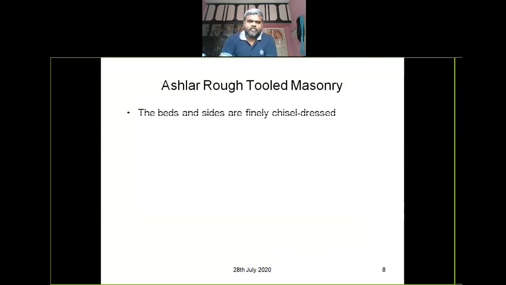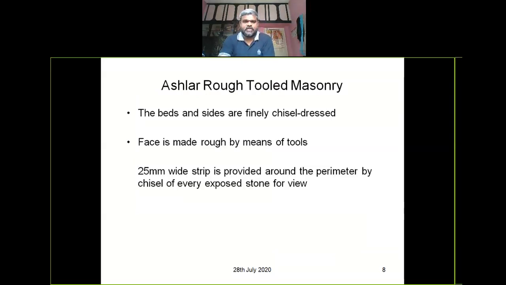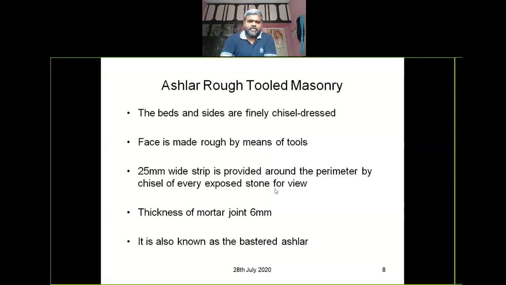Right. The rough tooled masonry means the beds and the sides are finely chiseled. The face is made rough by means of tools. A 25 mm wide strip is provided around the perimeter by chisel on every exposed stone for view. The thickness of mortar joint may be 6 mm.